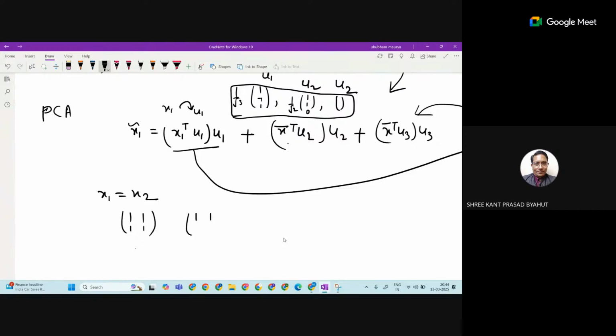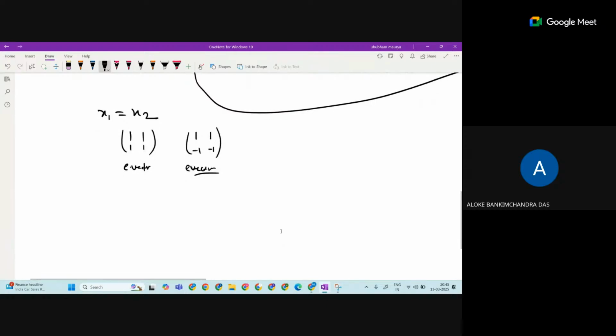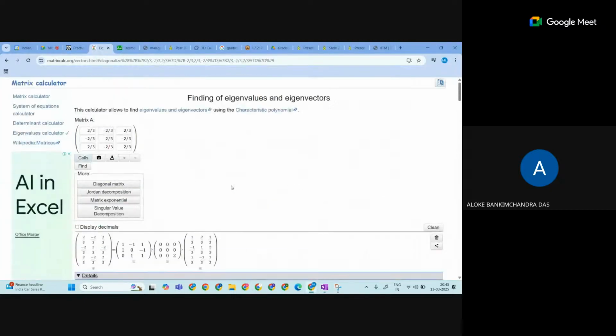1, 1, minus 1 and minus 1. So you want to calculate eigenvectors here. Both cases, the eigenvector will be the same, no? It will be x1 plus x2 is 0. So if I take x1 as 1, x2 will be minus 1, and then normalize it by 1 by root 2. And the second case also will be the same.